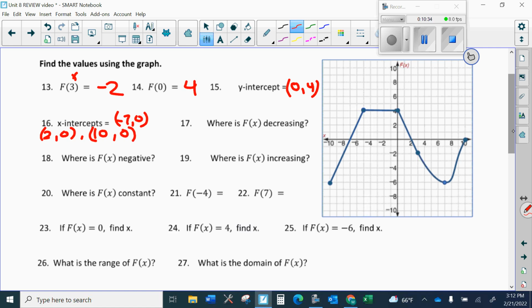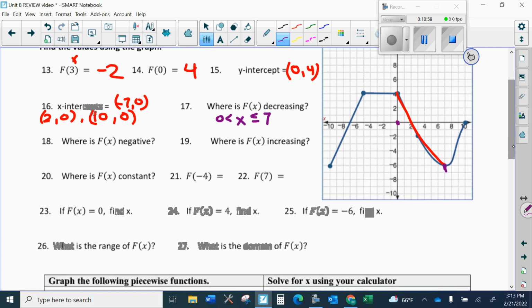Where is the function decreasing? Where is it going down? It's going down from there to there. Remember, it wants the x values of those. So x starts at 0 here and goes down to 7. So x is greater than 0 and less than or equal to 7.